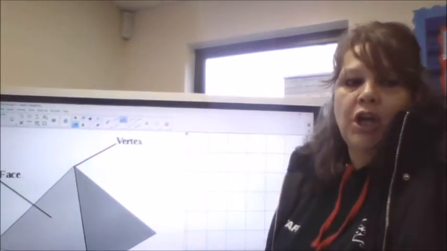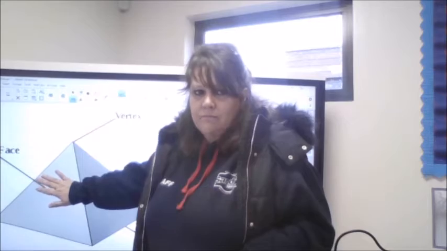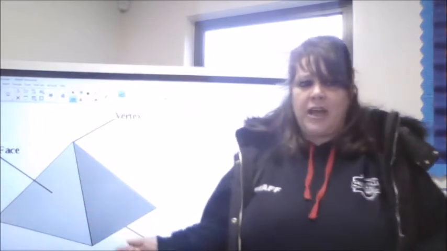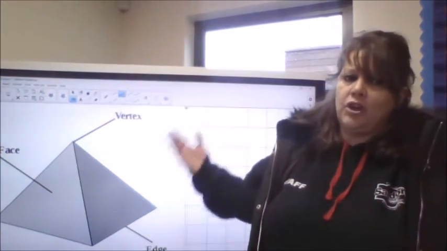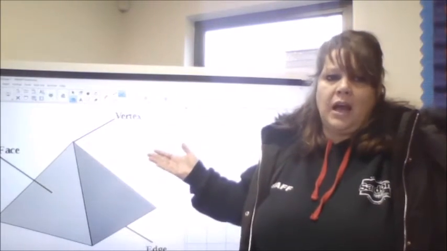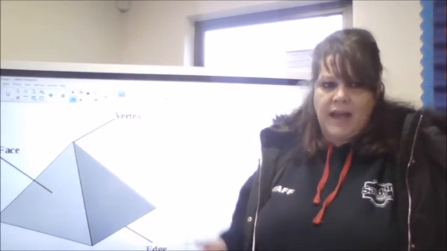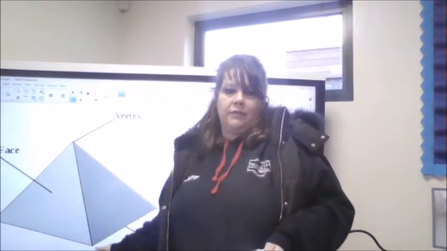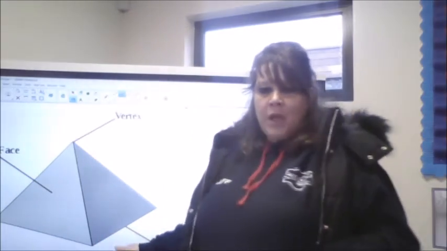Okay. Then you're looking at edges and faces and vertices. Now, I've just put a little something on the board to help you. Remember, the face is that flat side, and they can be various different shapes. You can have circular faces, you can have square or rectangular or even triangular faces like you have here.